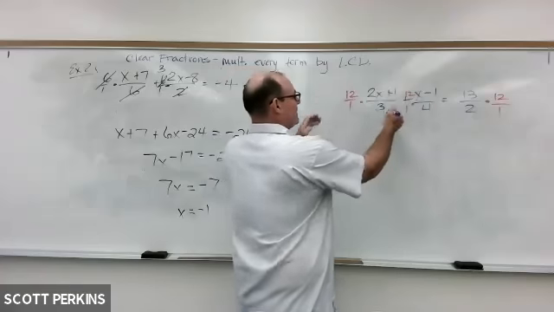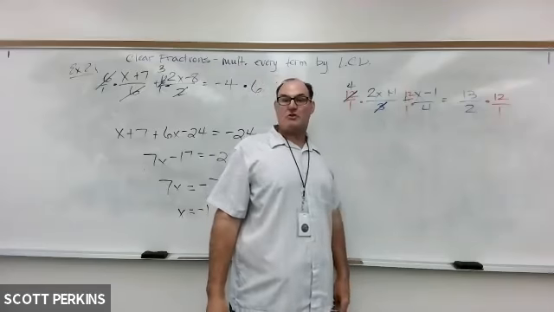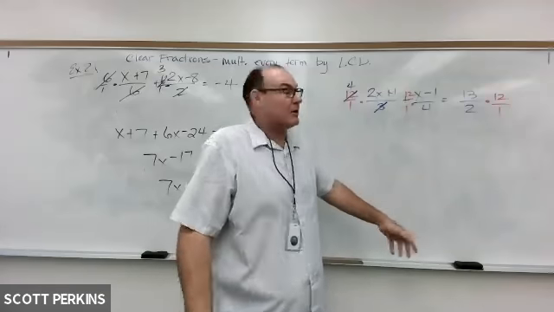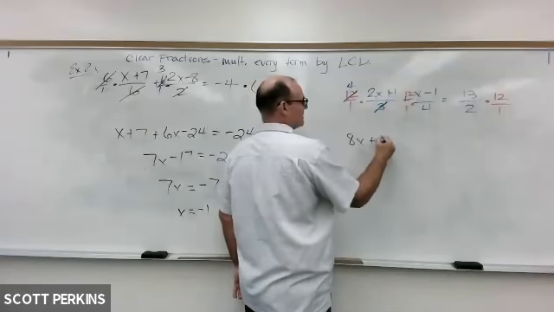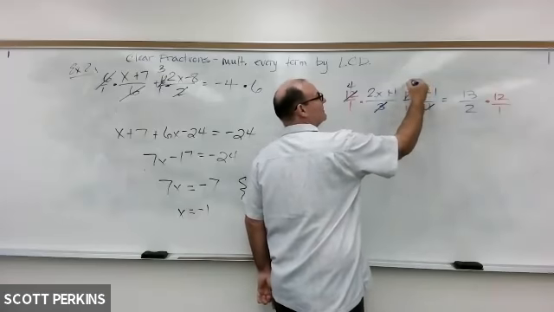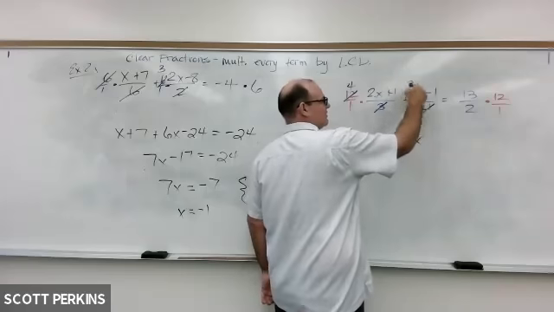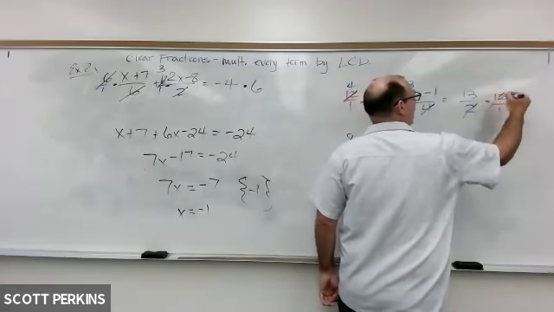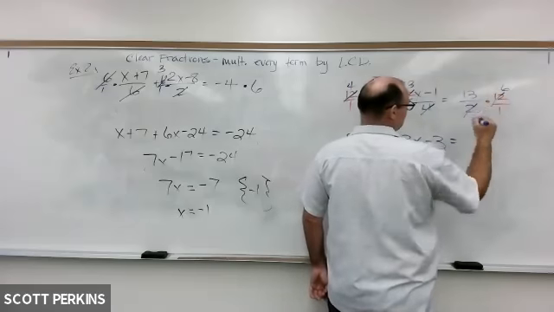So the first one, the 3 is going to go into 12 and leave 4. So I'm going to distribute that 4. Fractions should go away. All the denominators should go. That's why we're doing this. So 4 times 2 is 8x. 4 times 1 is plus 4. Next, 4 goes into 12 and leaves 3. So I have 3 times x is 3x. 3 times negative 1 is negative 3. And on the other side, 2 goes into 12 and leaves 6. And 6 times 13 is 78.